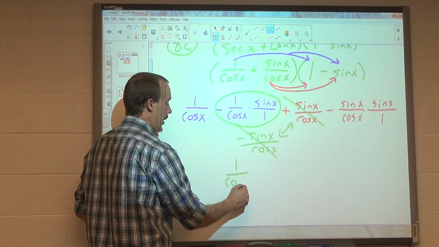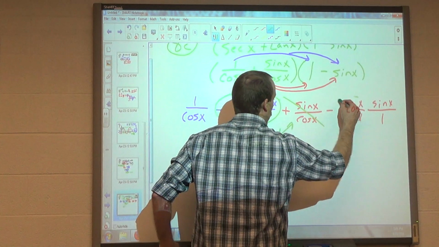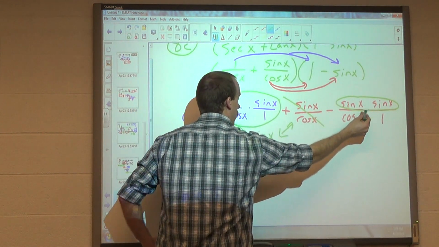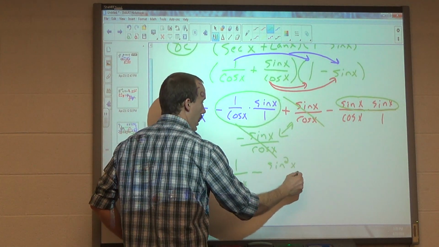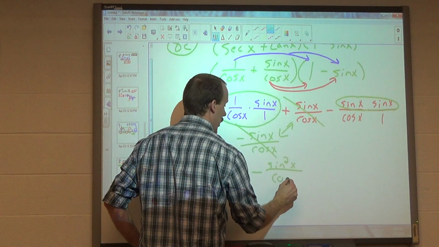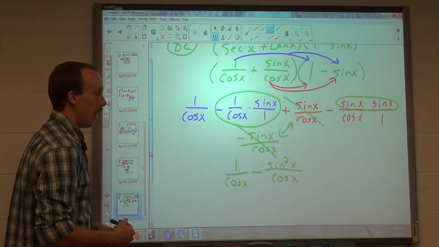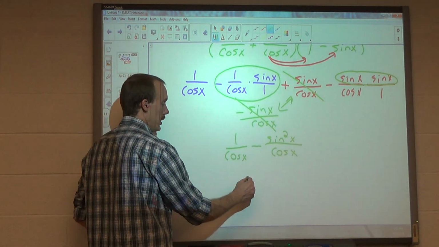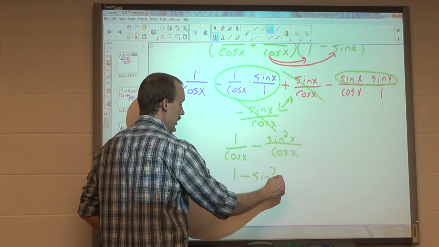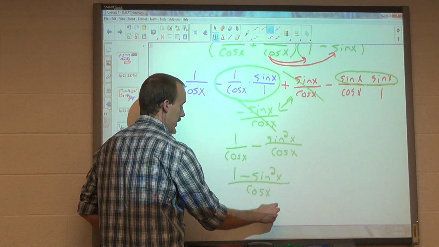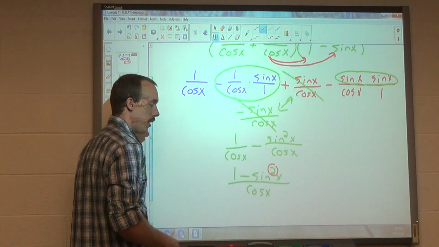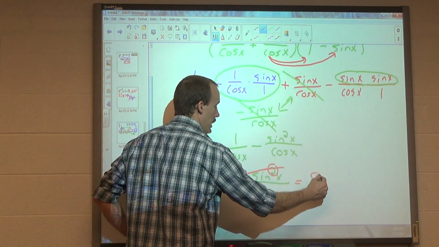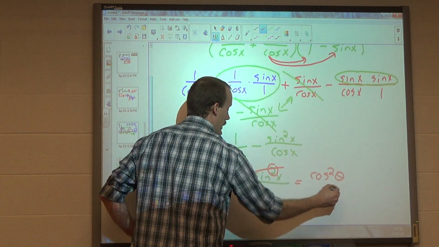So the 1 over cosine, correct? Minus, what does this turn into when you multiply these? Sine squared? And then cosine times 1 is cosine x. Now those have common denominators. So what would you do here since they're common now? Combine the numerators. And do we see a Pythagorean identity potentially? Okay. What does 1 minus sine squared turn into? Cosine squared?